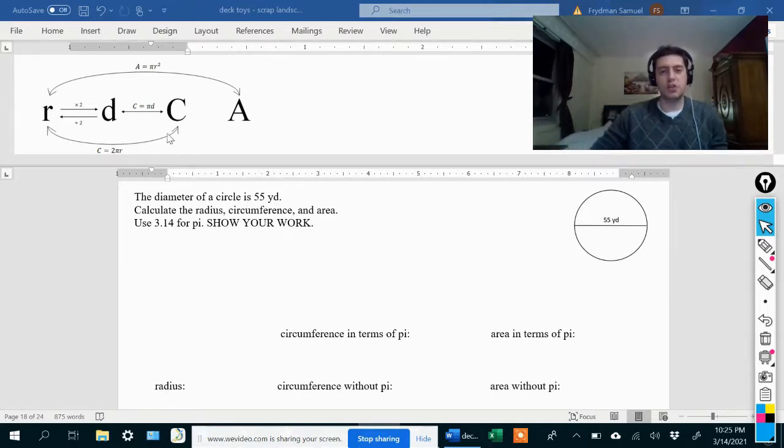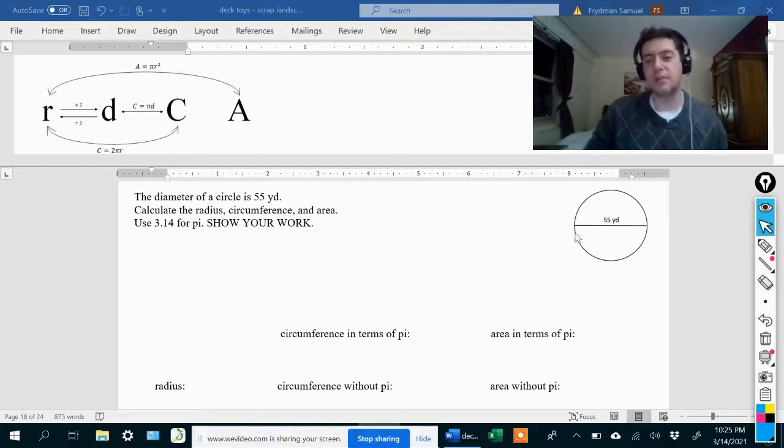Now, looking at this picture over here, which is sort of like a map which tells you how to get from one part of a circle to another, if we are given the diameter, then we can follow this little road over here going to the radius. It says divide by 2. The arrow is pointing from D to R, and it says divide by 2.